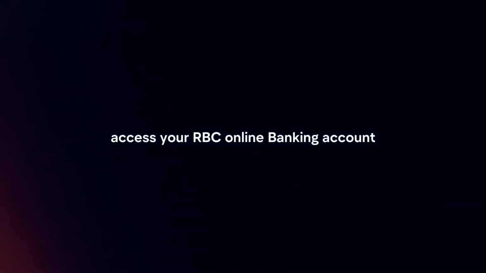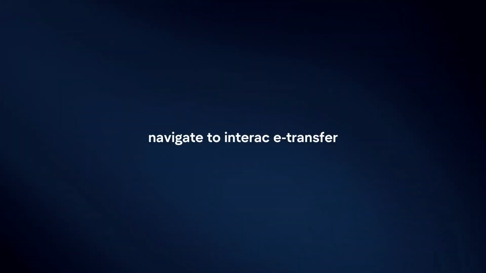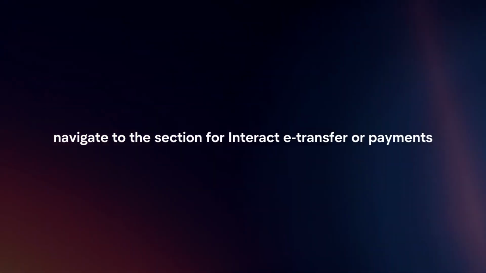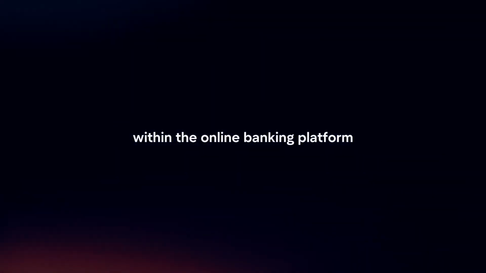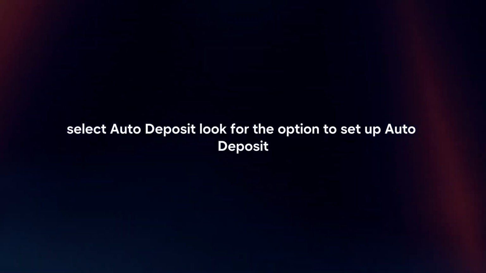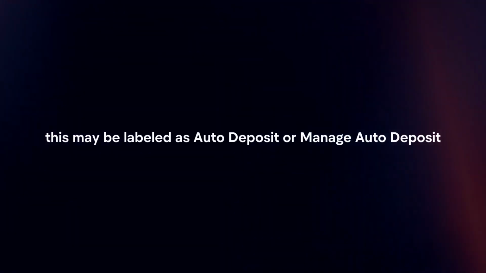Log into online banking. Access your RBC online banking account using your username and password. Navigate to Interac e-Transfer. Once logged in, navigate to the section for Interac e-Transfer or payments within the online banking platform. Select Auto Deposit. Look for the option to set up Auto Deposit. This may be labeled as Auto Deposit or Manage Auto Deposit.